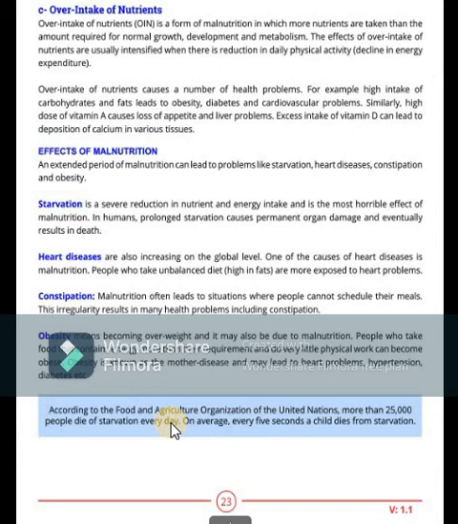Then what are the effects of malnutrition? It may cause starvation. Starvation is the severe reduction in nutrient and energy intake and is the most horrible effect of malnutrition. If it is prolonged, it causes permanent organ damage and eventually leads to death. Heart diseases are also increasing at the global level, and one of the causes of heart disease is malnutrition. People who take an unbalanced diet are more exposed to heart problems. If there is no proper schedule, it leads to constipation. And if nutrients are taken in large amounts, that definitely causes obesity.